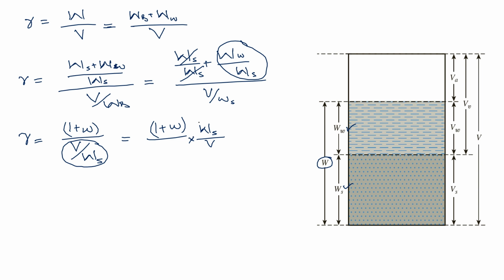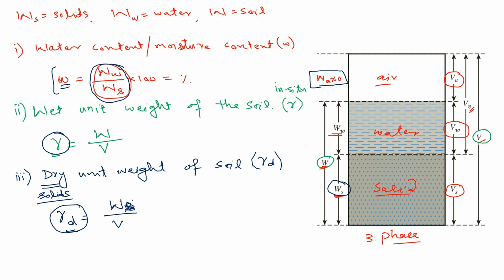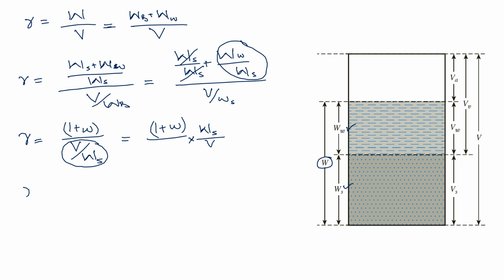So what is Ws over V in our case? Weight of solids over total volume of the soil sample is the dry unit weight. You can say that gamma is equal to 1 plus water content into gamma d. This term is equal to the dry unit weight of the soil. So we can simply see that there is a direct relation. If the dry density of the soil increases for a fixed moisture content, it means its moist or wet density will also increase. So we can rearrange for gamma d: gamma over 1 plus w.